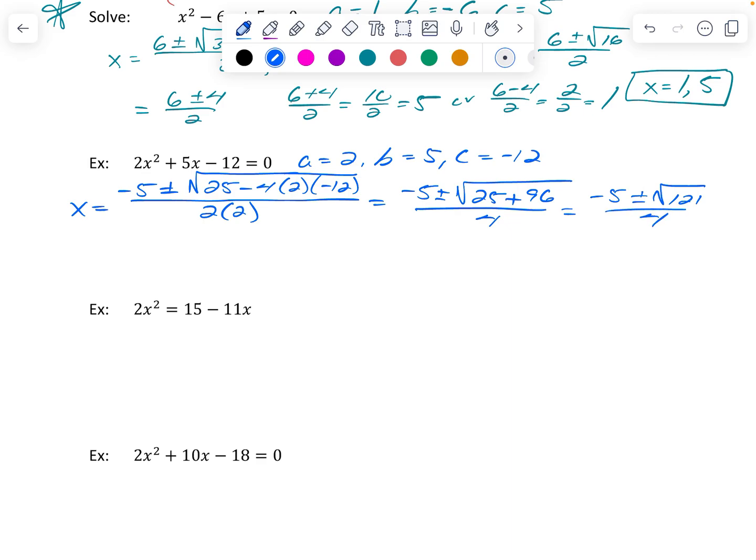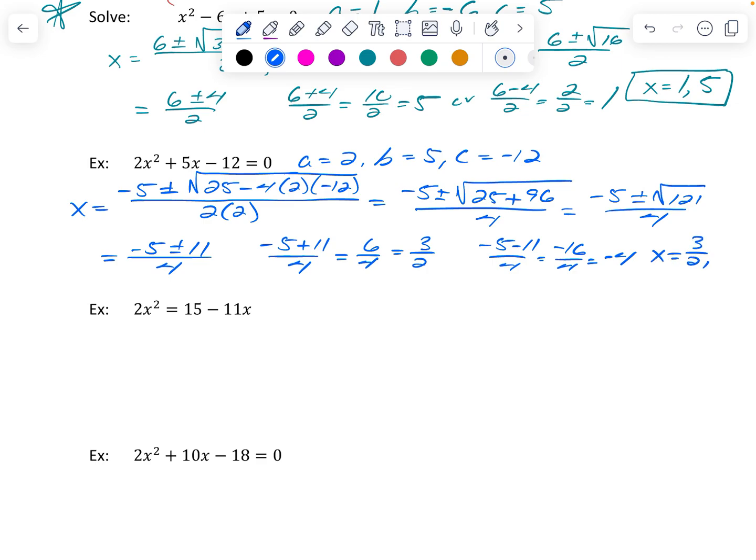121 over 4. Now, 121 is a perfect square, so this is going to be negative 5 plus or minus 11 over 4. Now we simplify. So negative 5 plus 11 divided by 4, which is 6 over 4, which is 3 halves, okay? And so that's one solution. And then we have negative 5 minus 11 divided by 4, which is negative 16 over 4, which is negative 4. So x equals 3 halves or negative 4 are the two answers.